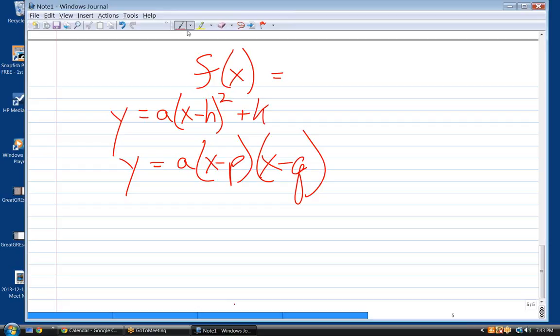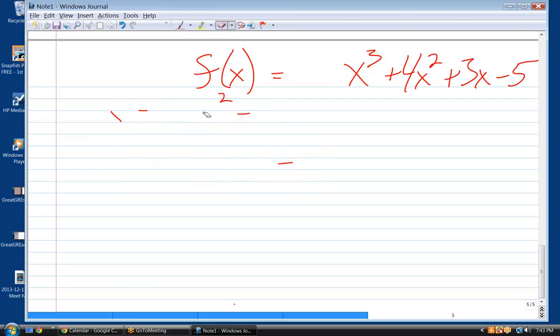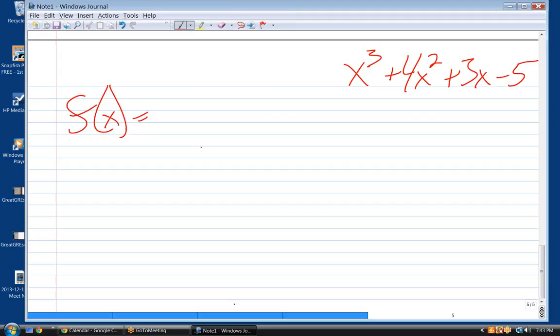All right. This one says write x cubed plus 4x squared plus 3x minus 5 in the form f of x equals x minus k in parentheses times q, then times x, then plus r. Like that?